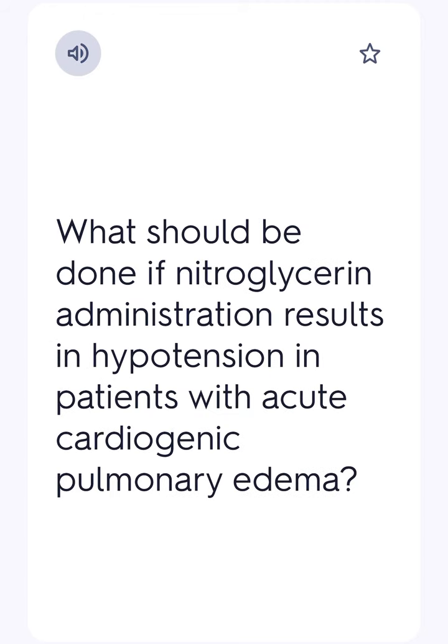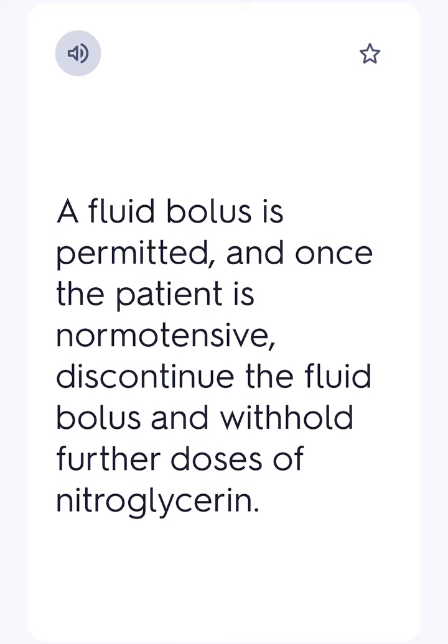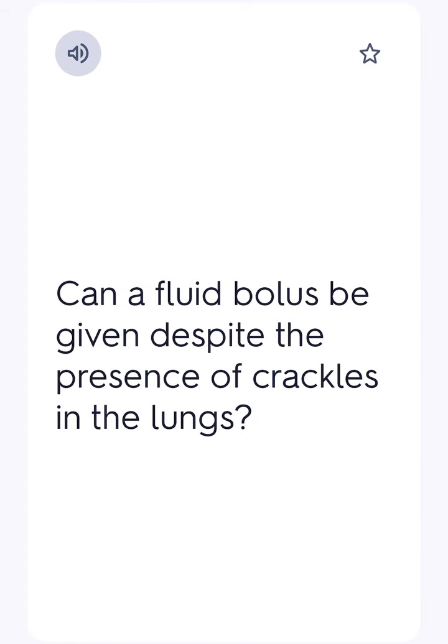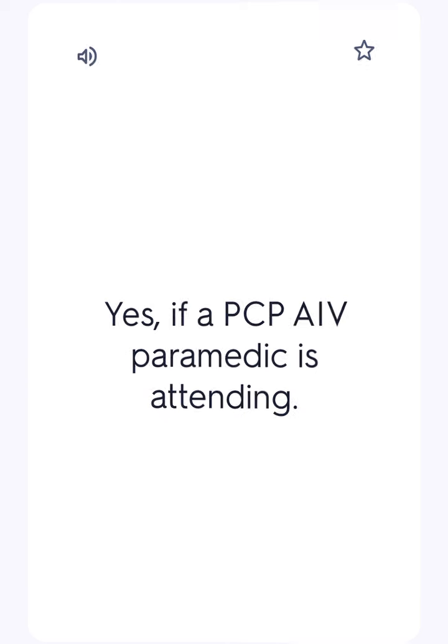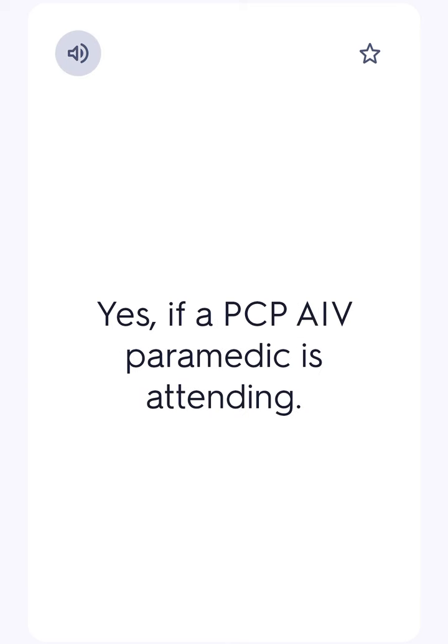What should be done if nitroglycerin administration results in hypotension in patients with acute cardiogenic pulmonary edema? A fluid bolus is permitted, and once the patient is normotensive, discontinue the fluid bolus and withhold further doses of nitroglycerin. Can a fluid bolus be given despite the presence of crackles in the lungs? Yes, if a PCP IV paramedic is attending.